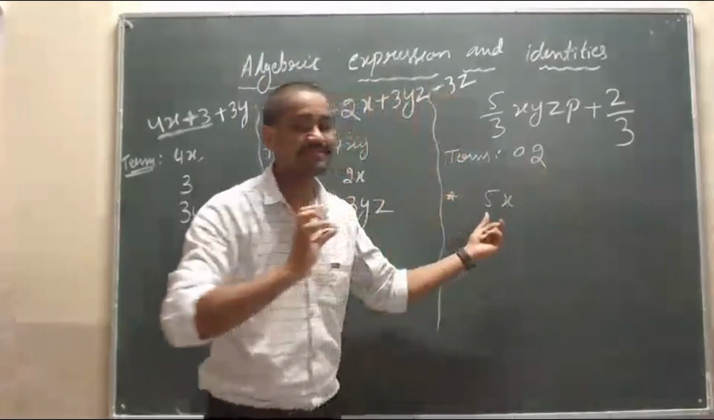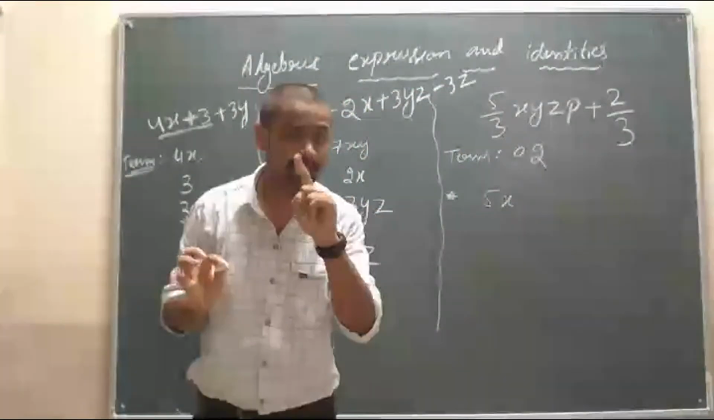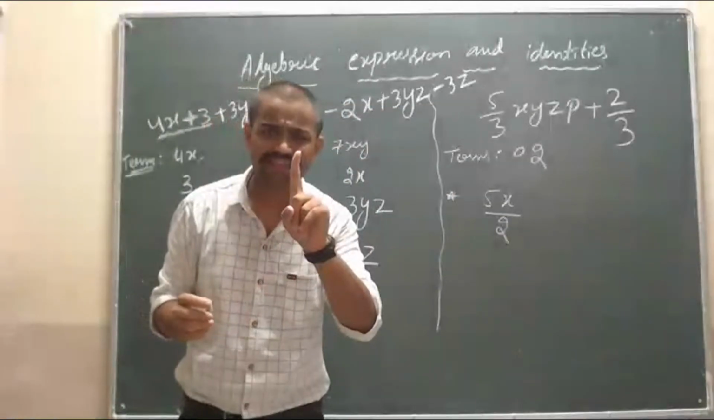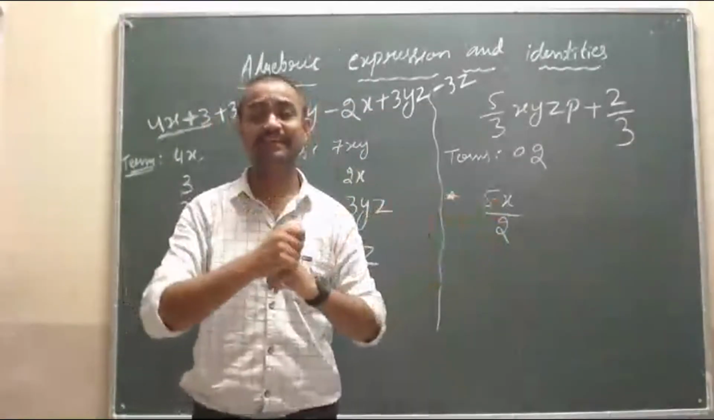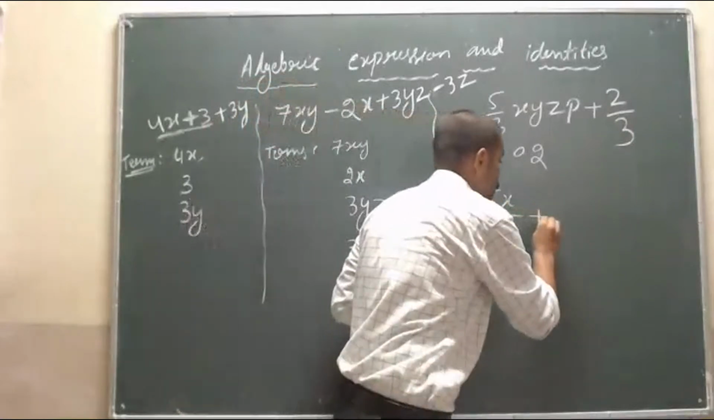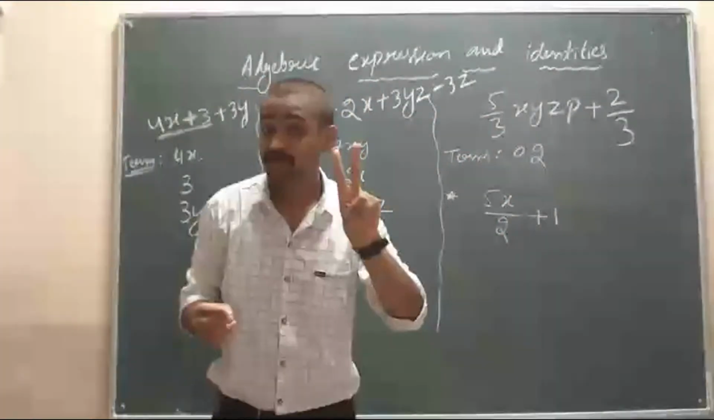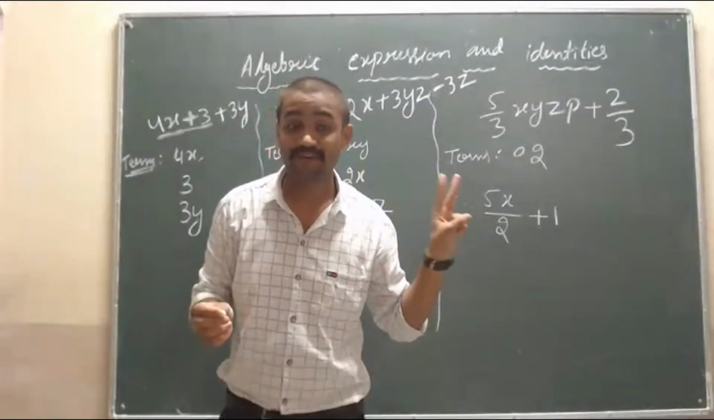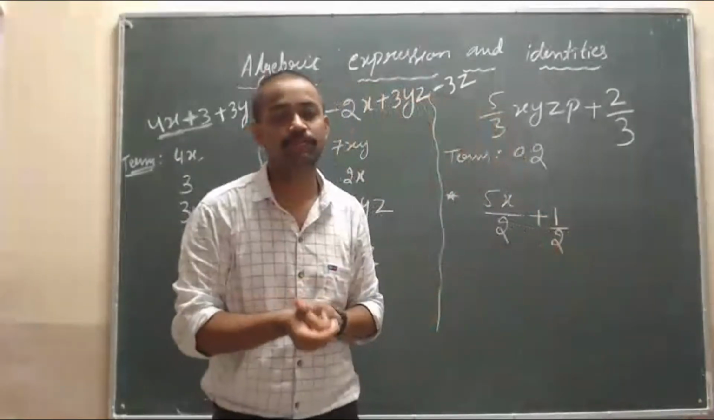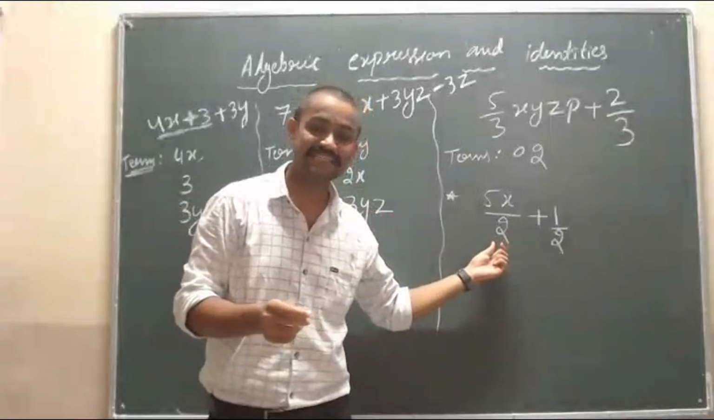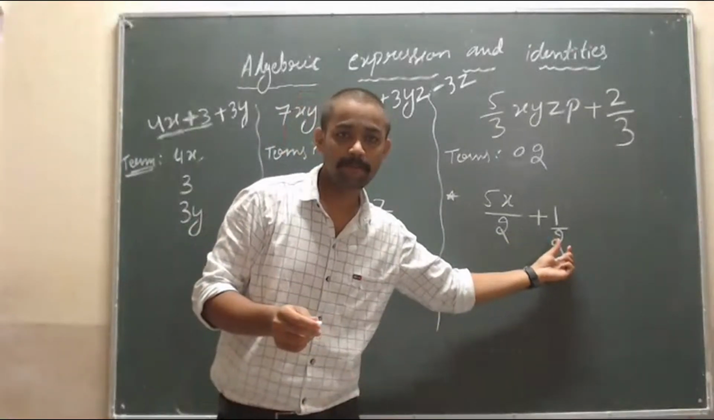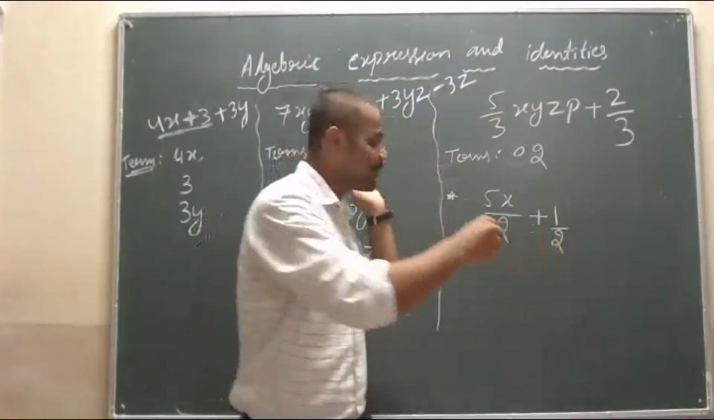One more time, 5x. How many terms are there, students? Only one term. See, again I will divide by 2. How many terms? 1, sir, because there is no plus or minus here. That's why it is only one term. If plus 1, how many terms? 2 terms. Then 5x by 2 plus 1 by 2, how many terms? 2 terms. The first term is 5x by 2 and the second one is 1 by 2. Is it clear, students?